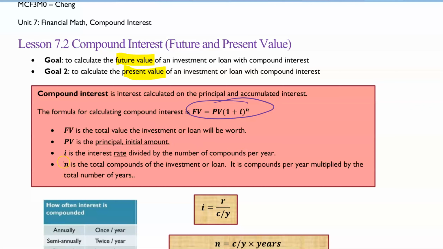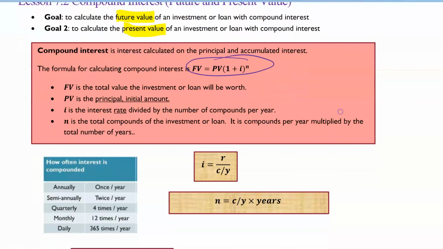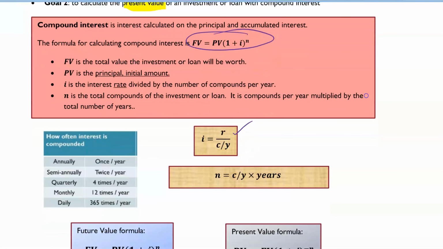Then we're going to find n, which is the total amount of compounds that are going to happen. The total amount of compounds is made up of two things: the compounds per year multiplied by the total number of years. So the two formulas I just talked about: the interest rate i is equal to the rate divided by the compounds per year, which is right here, and the n value is the compounds per year times the number of years that you go by, which is right here. Those are both of those calculations.